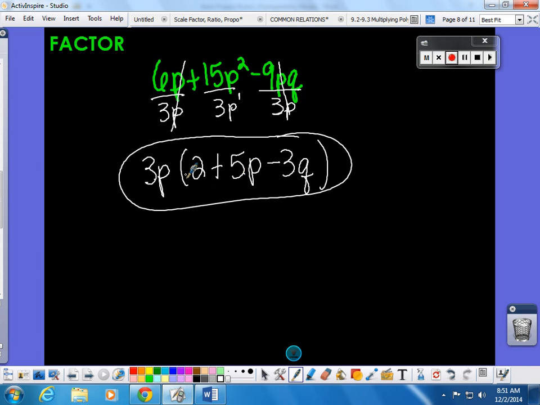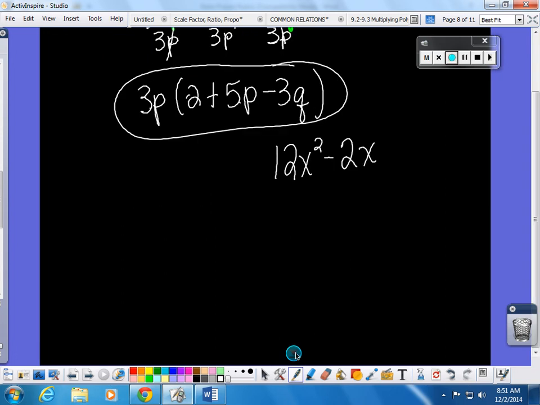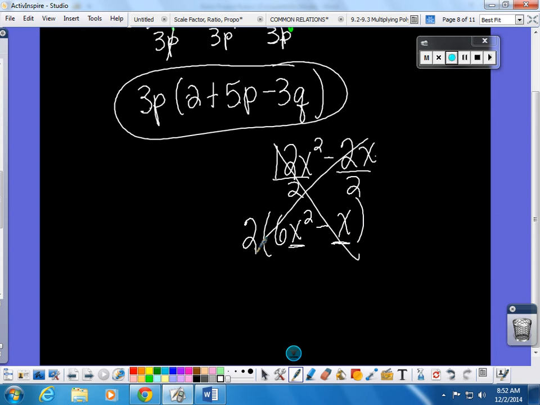By that I mean, what if I have 12x squared minus 2x? Let's say I just see the 2. That's all I see. And I factor a 2 out of there. I'm doing this incorrectly. So factor out a 2, I'd get 6x squared minus x. If I do the distributive property, I'd get back to here. But what do you see still left in there? X. What should I factor out? A 2x. Should have factored out 2x. So be really careful because that's not correct.